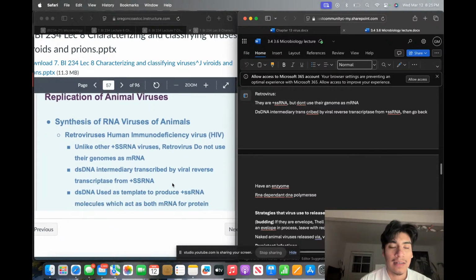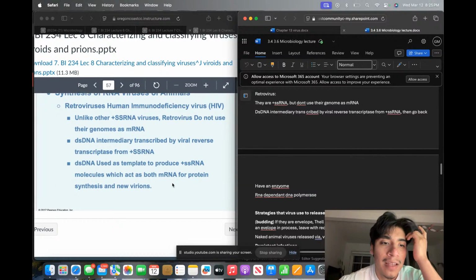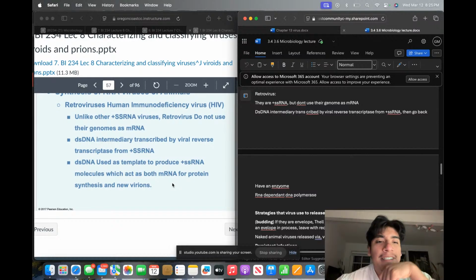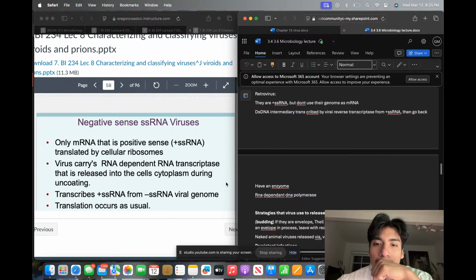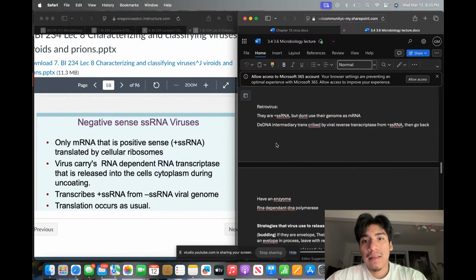Retroviruses, double strand DNA intermediary transcribed by viral transcriptase. I'll try to use the template to produce. Oh, okay. So double-stranded intermediary transcribed by viral transcriptase.